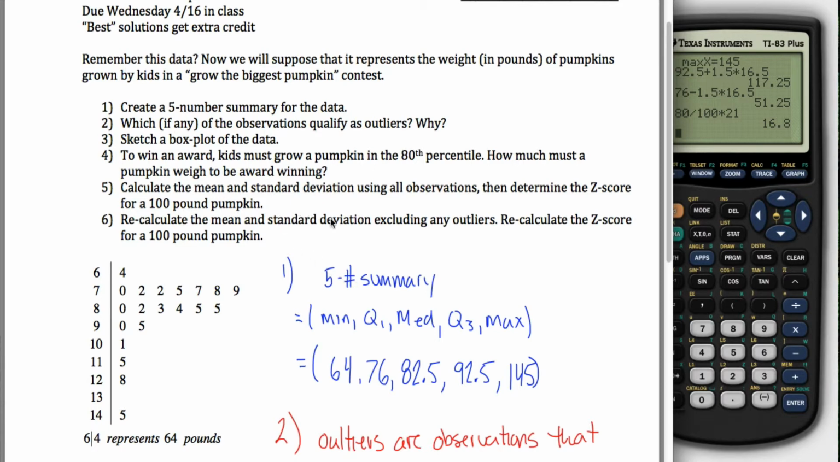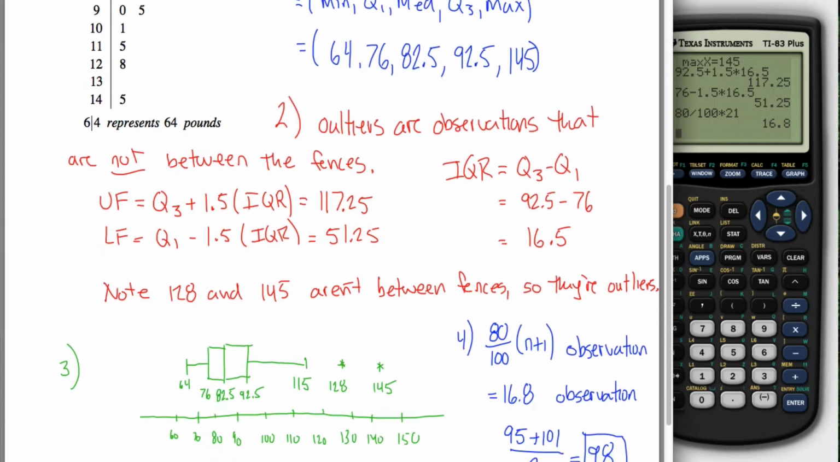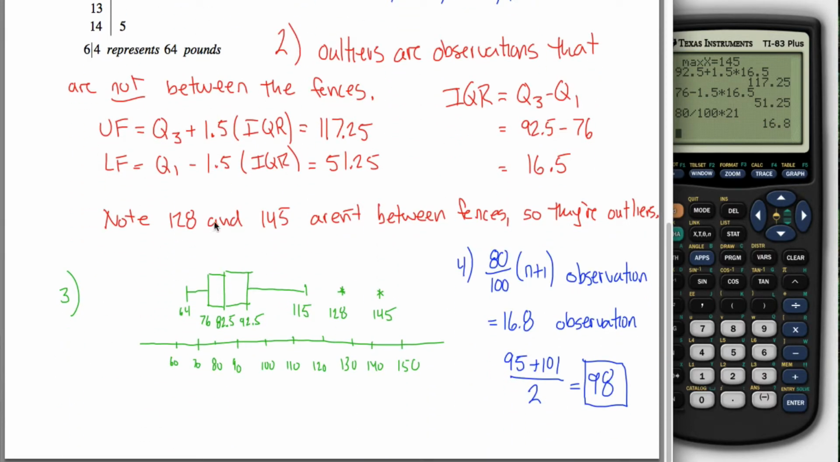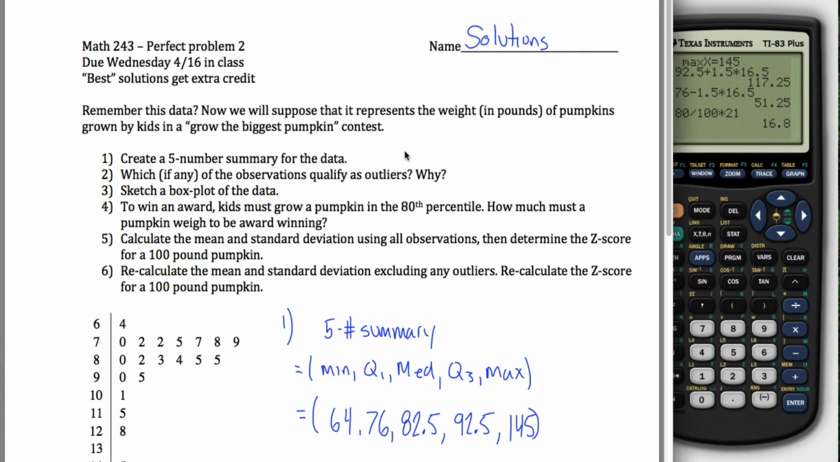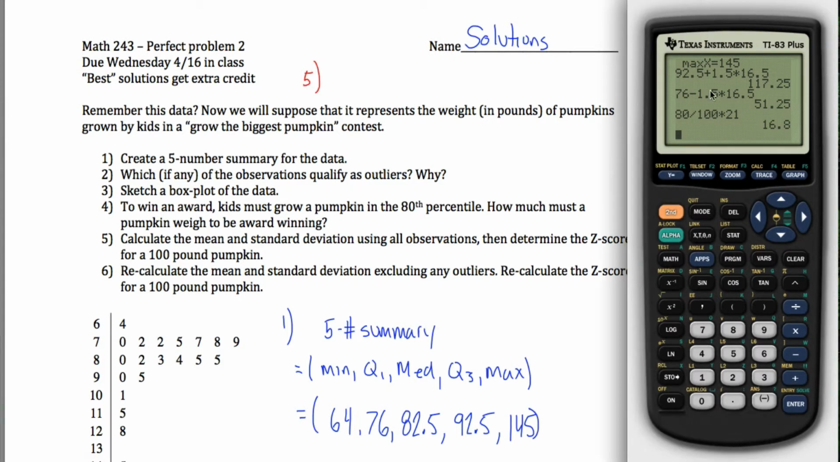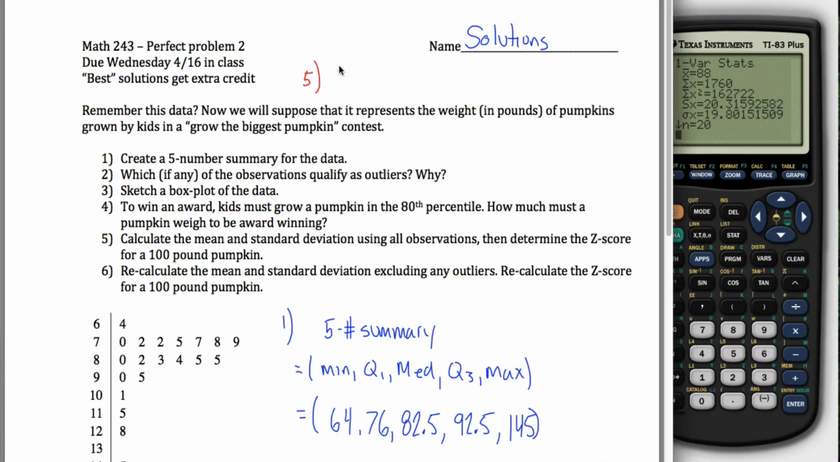Finally, calculate the mean and the standard deviation. Then determine the z-score for the 100-pound pumpkin. Okay. Where am I going to do this? Maybe up top. So here's number 5. Go to stat, go to calc, go to one variable statistics. We've been here before. Tell it your data is in L1. Pulls this menu back up. So I know that x bar equals 88.